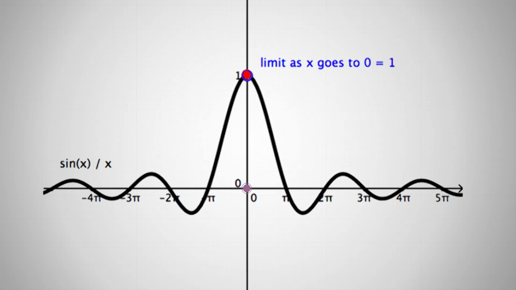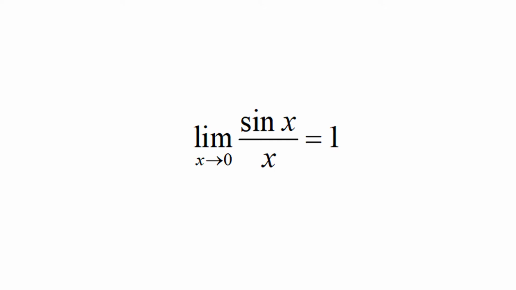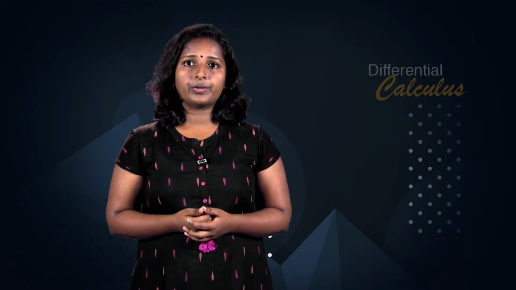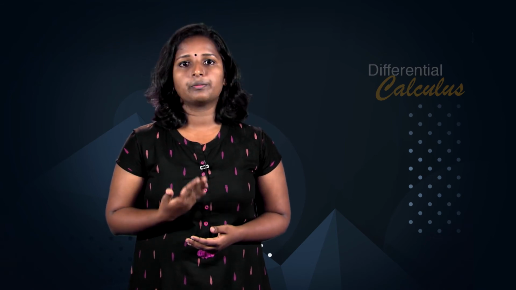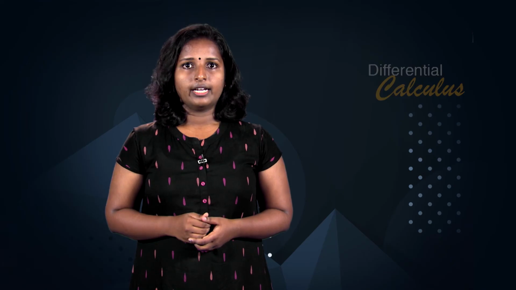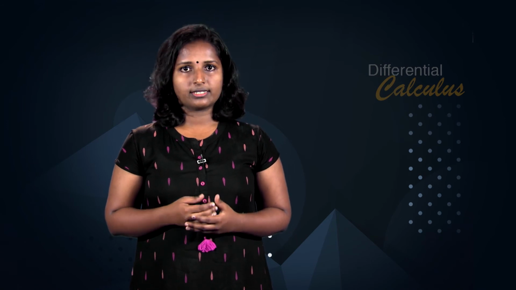We denote this by writing limit of sin x upon x as x approaches 0 is 1. That is, even though sin x upon x is not defined at 0, its limit exists when x approaches 0. Limit may not always exist. In contrast with the previous examples, limit of a function need not exist always.